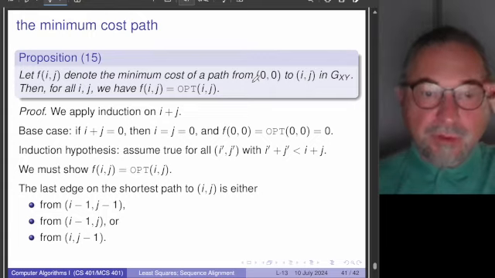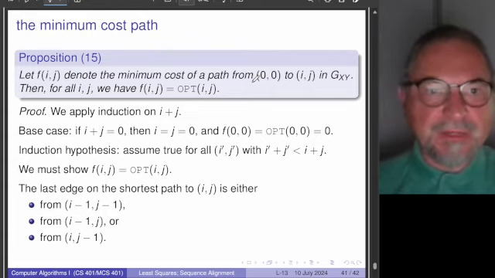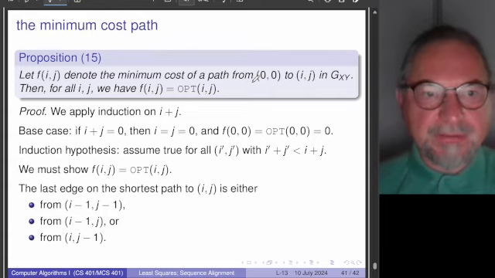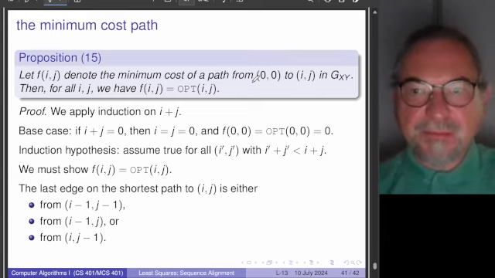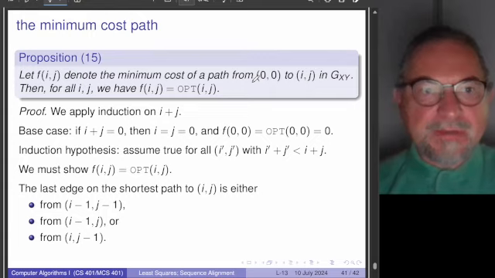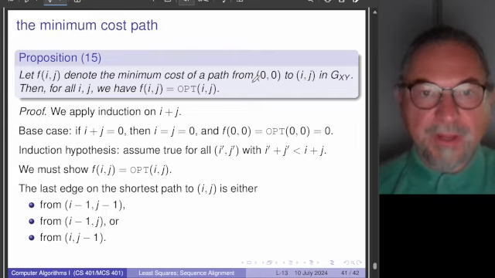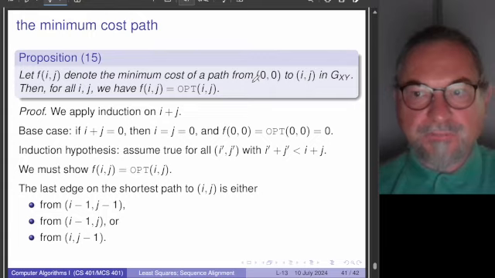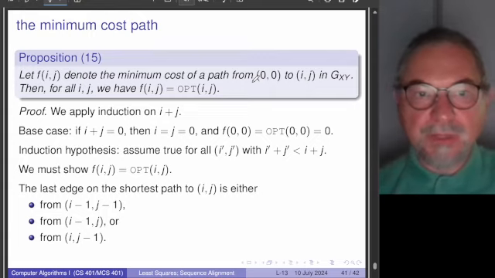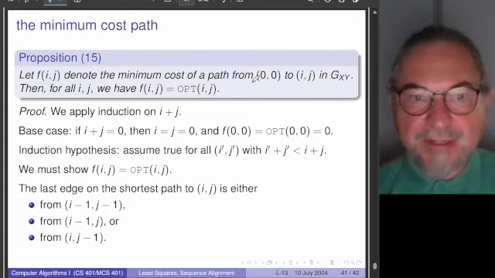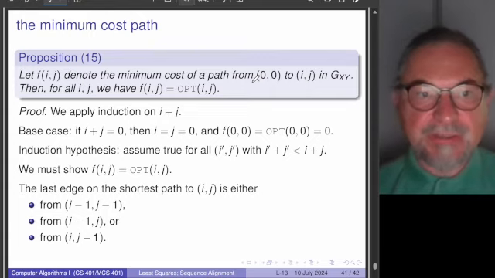Okay, I will conclude with the property of the minimum cost path, and that's reasoning on the example that we have just seen. So if we have the minimum cost path going up to ij in this graph, then the value at the node is actually the optimum value. So we will prove this by induction on the sum of the indices.